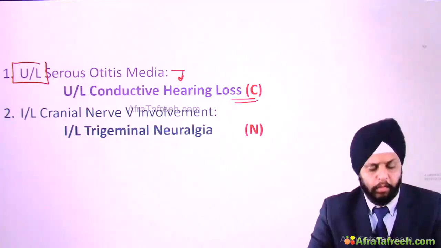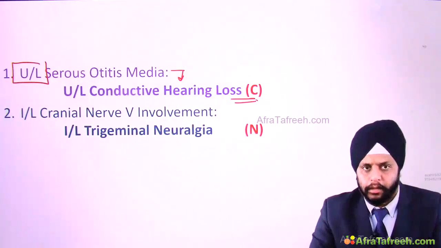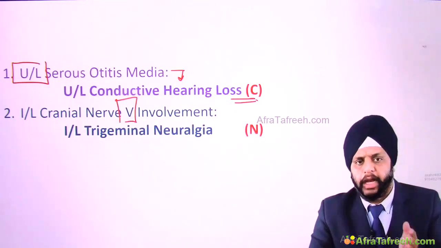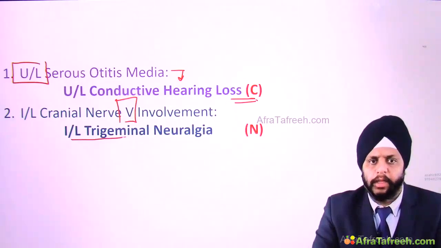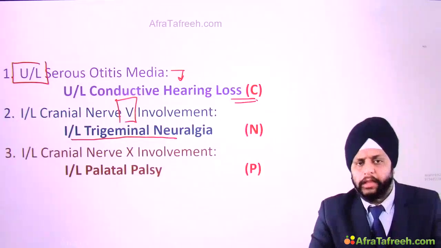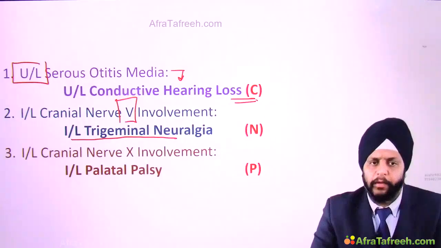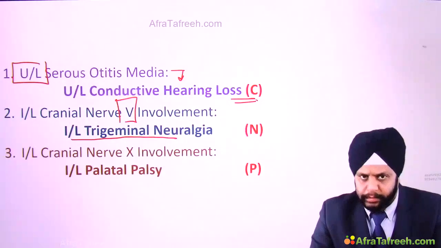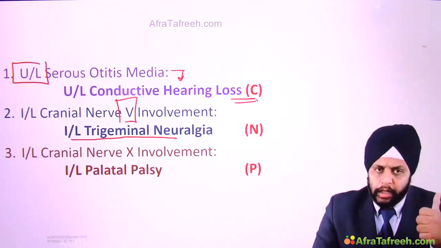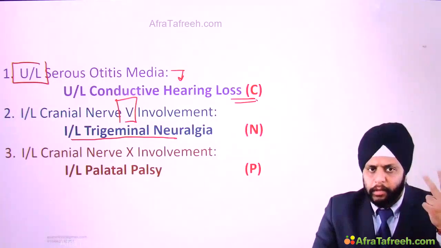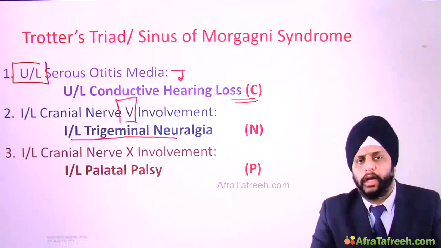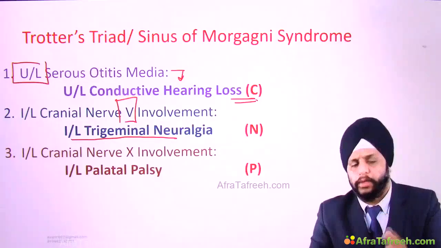Right? Okay, so let's say it involves the 5th cranial nerve. If it involves the 5th cranial nerve, the patient will have same side, that is ipsilateral, trigeminal neuralgia. If it involves the 10th cranial nerve, the patient will have ipsilateral palatal palsy. Right? Okay, so remember, conductive hearing loss, trigeminal neuralgia, palatal palsy, together they are known as Trotter's triad or sinus of Morgagni syndrome.